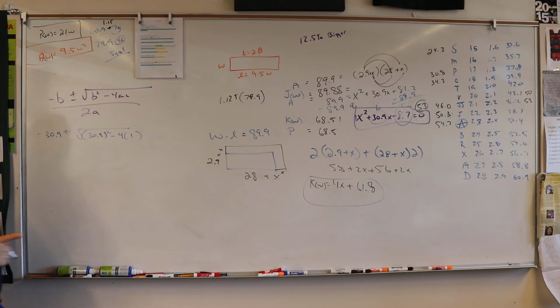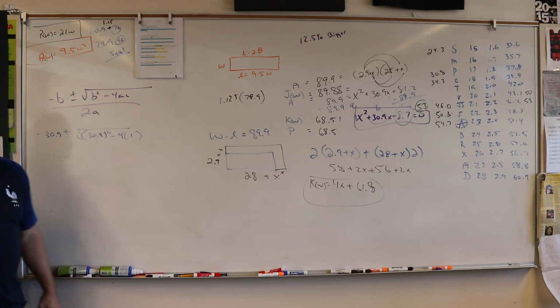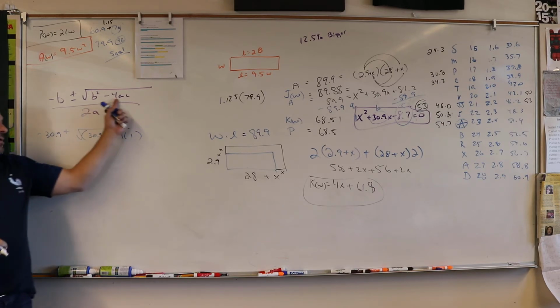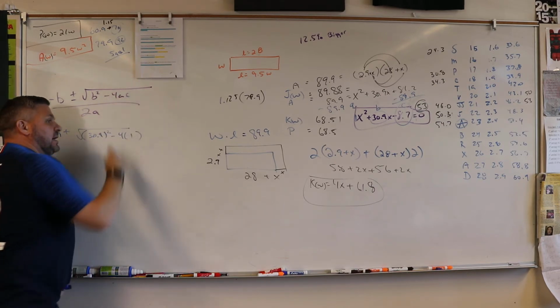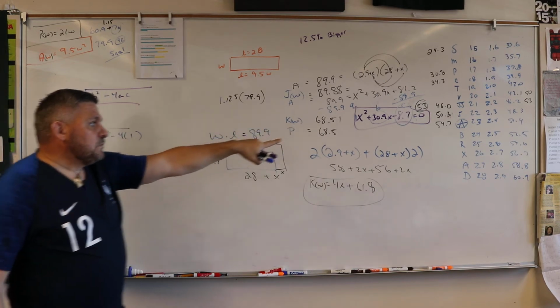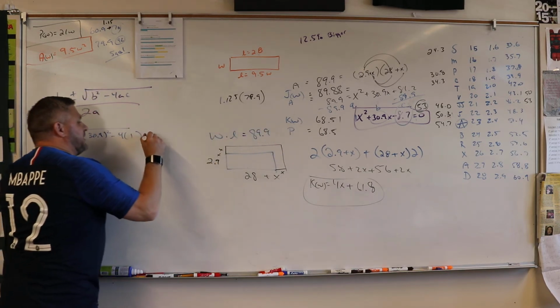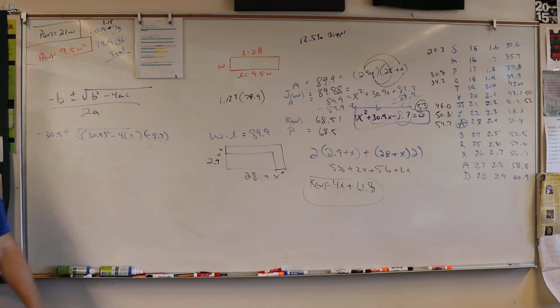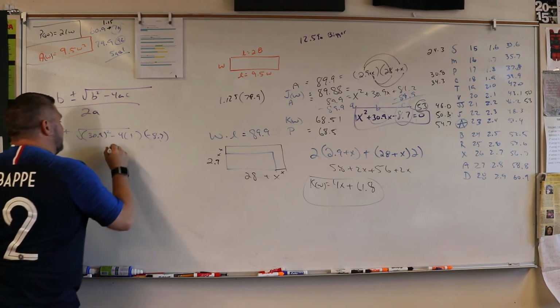All right, now, what's next? 4ac. What's c? Negative 8.7. Negative 8.7. That's huge, because this negative and this negative make it what? Positive. Yes. Okay? So we know it's positive.